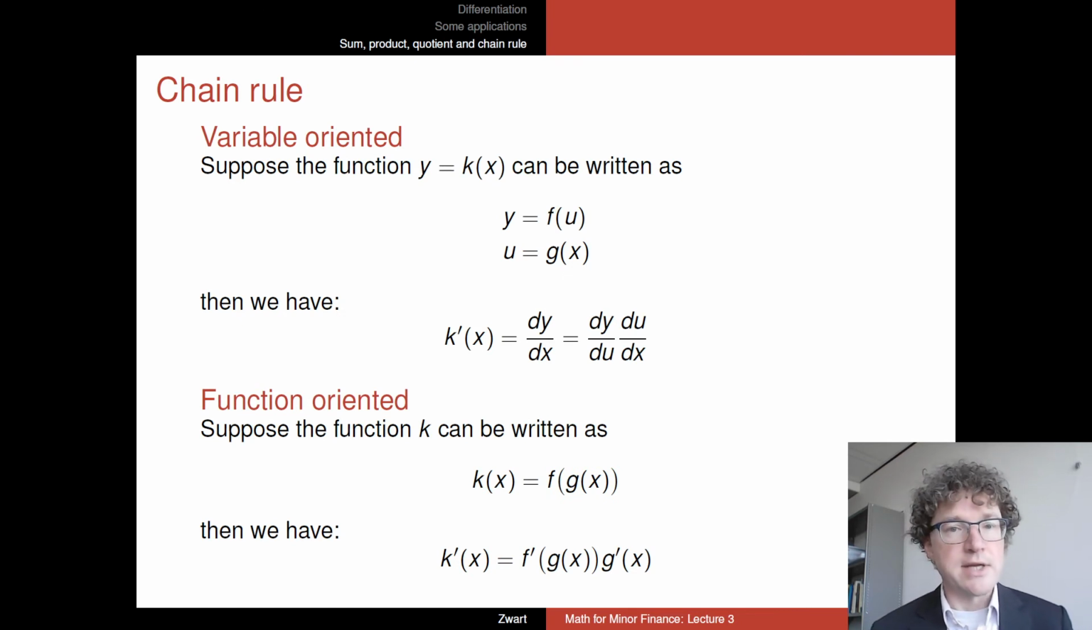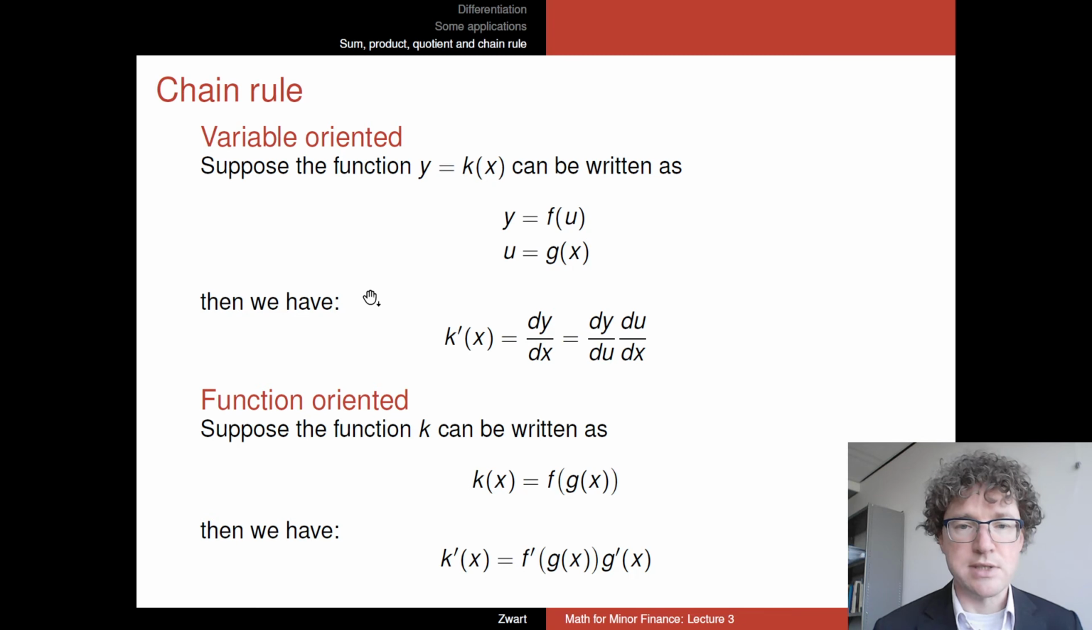So we are interested in a function that's a composite function, and we would like to know what is the derivative of that composite function. So here we have this function k of x, which will be the composite of a function f and a function g. So in terms of this variable-oriented notation, we would define an outcome u of the first function, or the interior function, and then apply the function f to that outcome to get our y.